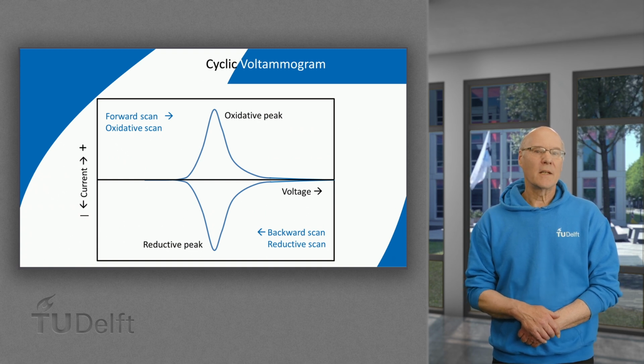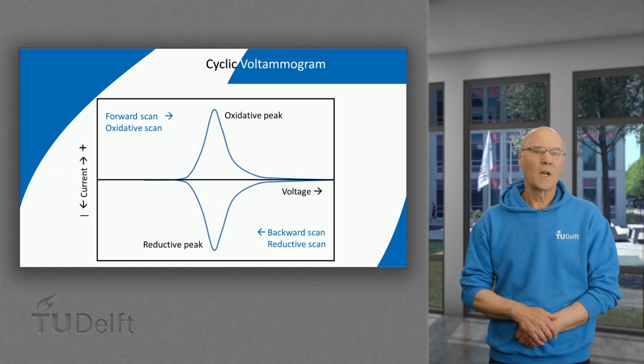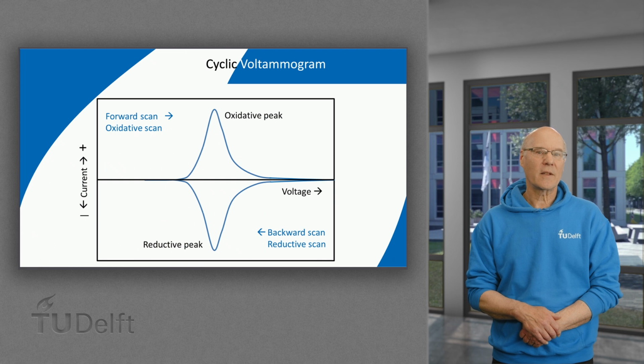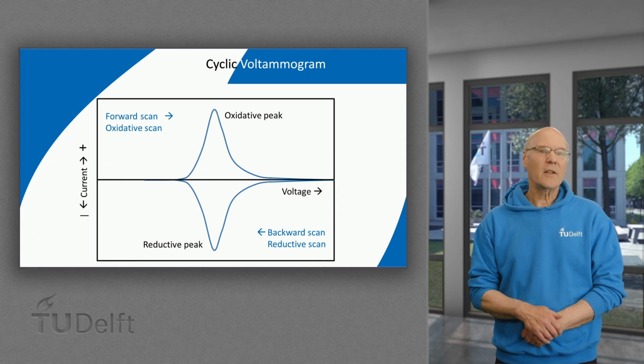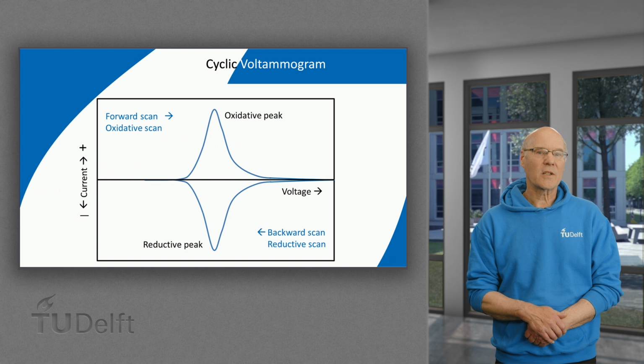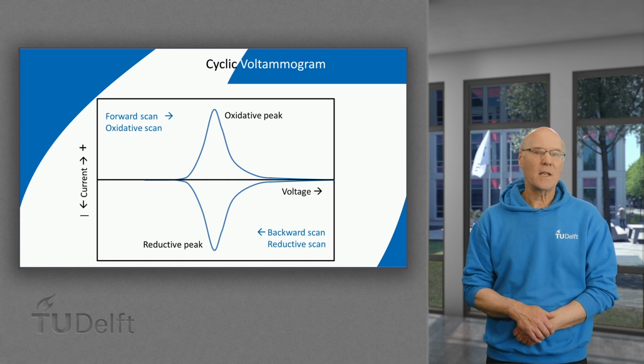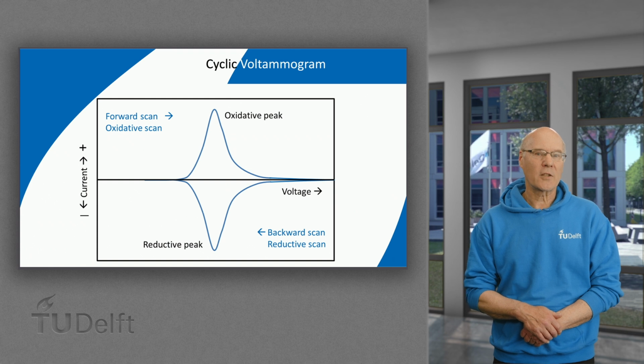In the forward scan, the oxidative scan, the reaction starts as soon as a current is observed and stops once all species have reacted, and thus the current becomes zero. In the ideal case, the backward scan, the reductive scan, is exactly the same, but then the measured current becomes negative. The maximum of the peak is seen as the potential of the actual reaction.